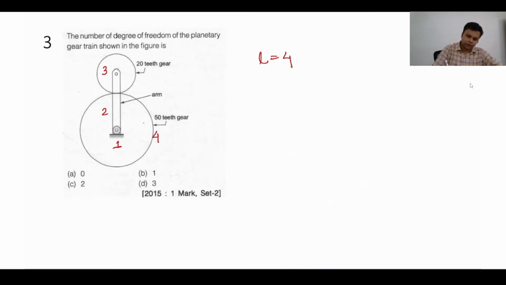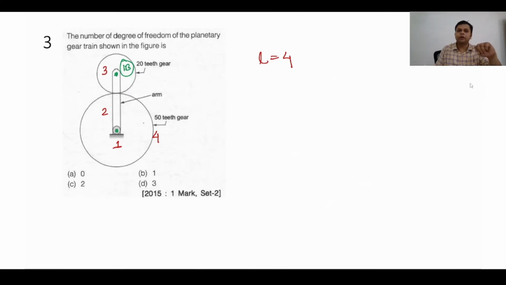Now let us try to calculate binary pairs. You can see this is a binary pair. Links 2 and 3 are joined here, so this is one binary pair. Now you can see here there are 3 links joined at this point: link number 1, 2 and 4. So it is a ternary pair. 3 links means ternary pair.